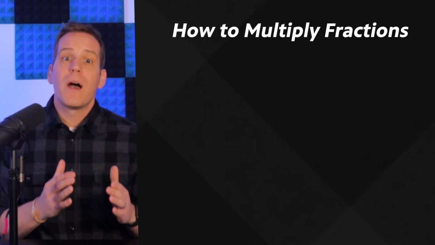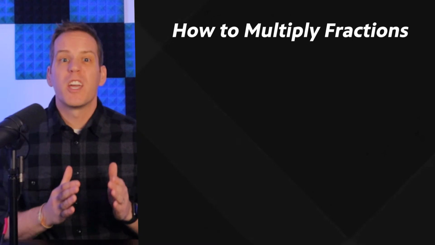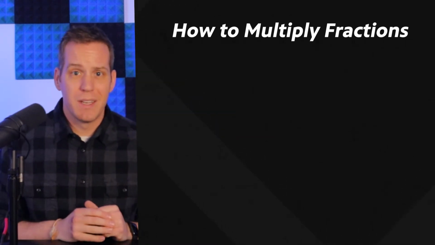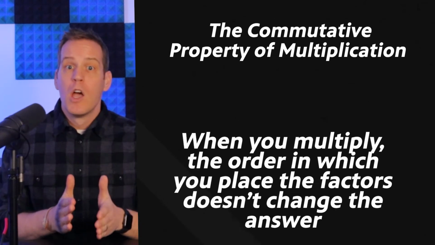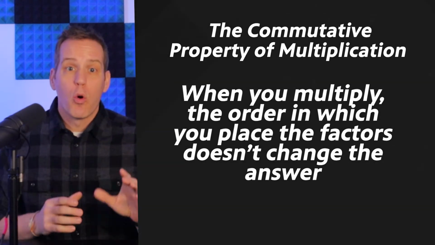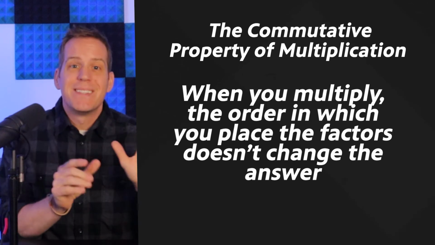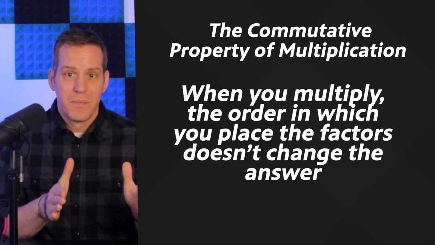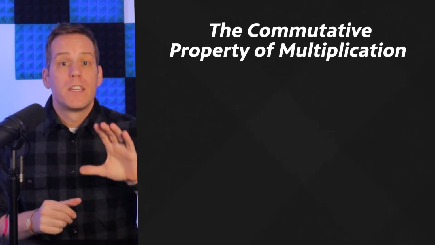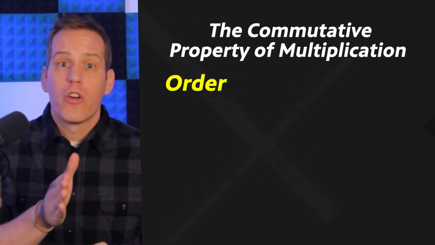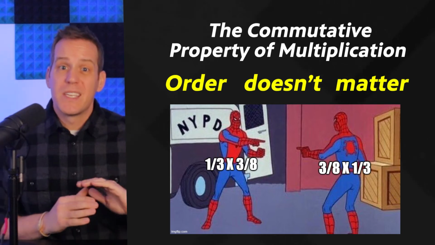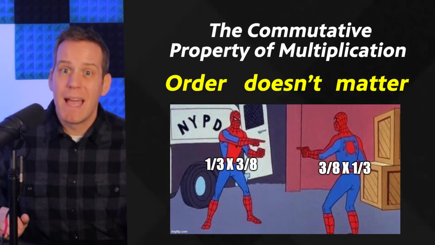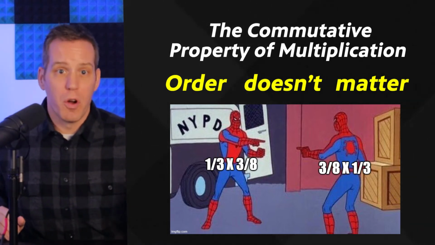Now before I show you how to solve, I want to remind you of something called the commutative property of multiplication. That's just a fancy pants name for the math rule that states this. When you multiply, the order in which you place the numbers doesn't change the answer. I just remember it like this. Commutative property means order doesn't matter. So 1/3 times 3/8 is going to give me the exact same answer as 3/8 times 1/3.